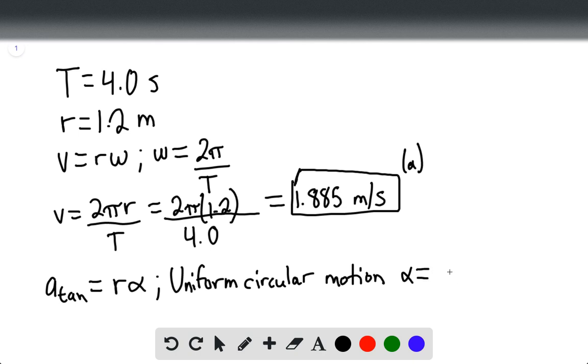alpha, which is defined as the change of angular velocity with respect to time, is going to equal 0 radians per second squared. We have a constant angular velocity, which means that the angular acceleration is going to be 0, which means that the tangential acceleration here is going to also equal 0 meters per second squared.